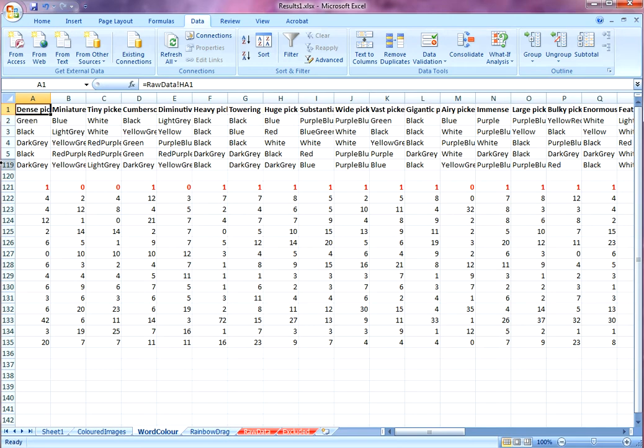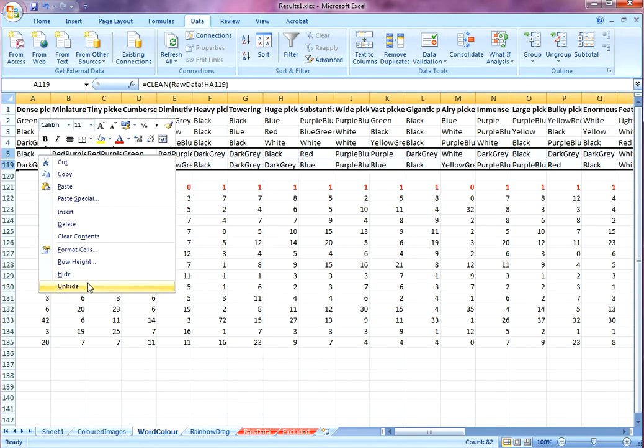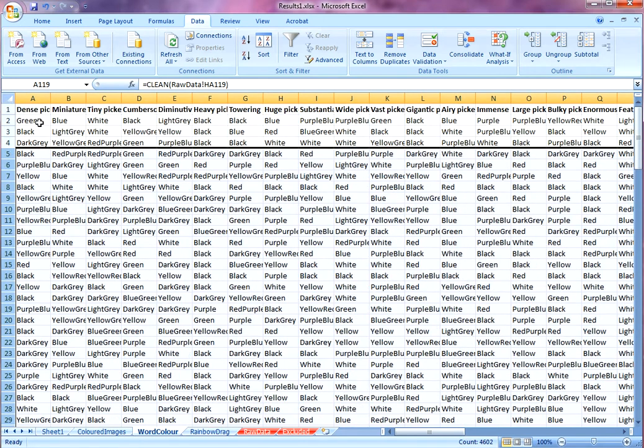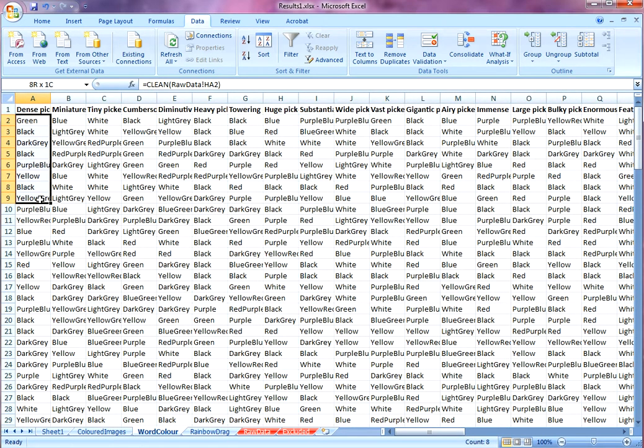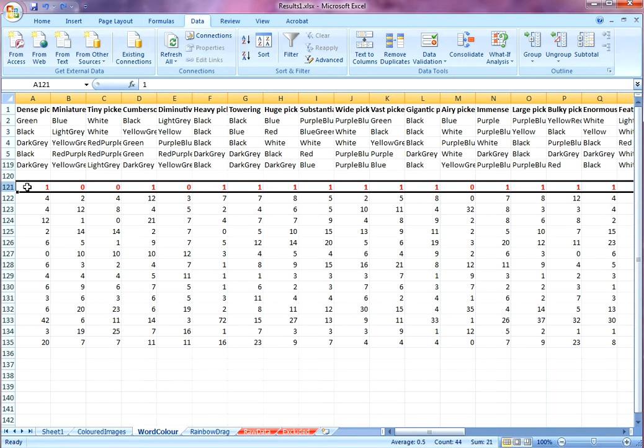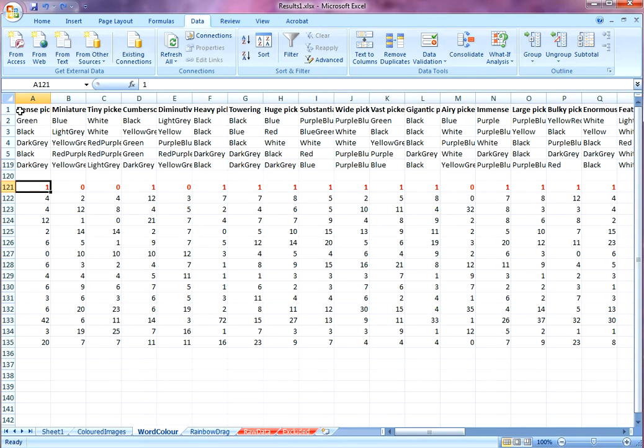Now, we had 118 people do the study. I've just hidden a lot of their data. So each row is one participant's response, for example, dense, green. They chose green, black, dark grey, etc. to represent the word dense. I've just hidden lots of rows to make life easier for us. And also here we have red: one represents a heavy word, 0 represents a light word.